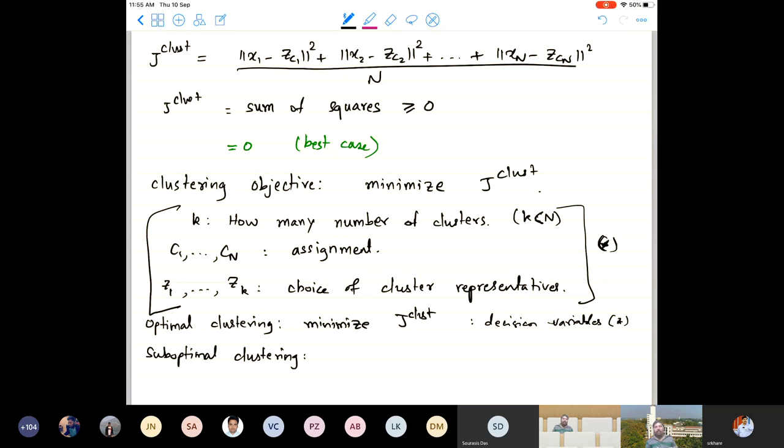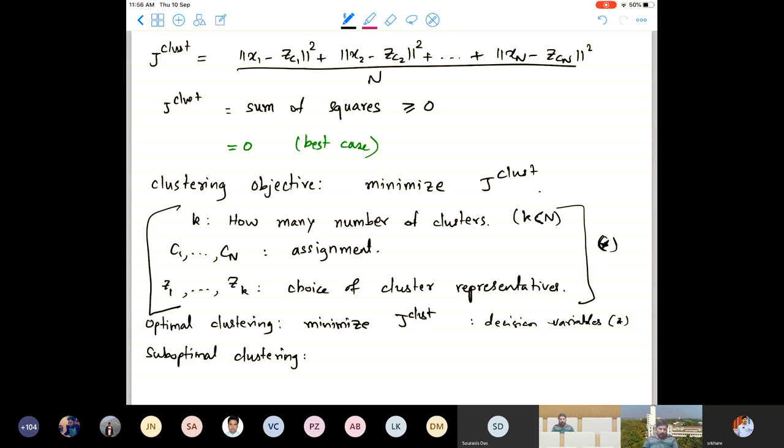In almost all real life applications, you will stop at suboptimal clustering. You will not really worry about whether you achieve your optimal clustering or not. You are happy with suboptimal clustering. Why that happens and how those things come into the picture depends on how you choose those K, C1, C2 up to Cn and Z1, Z2 up to Zk. So this is the clustering problem and this is the clustering objective.